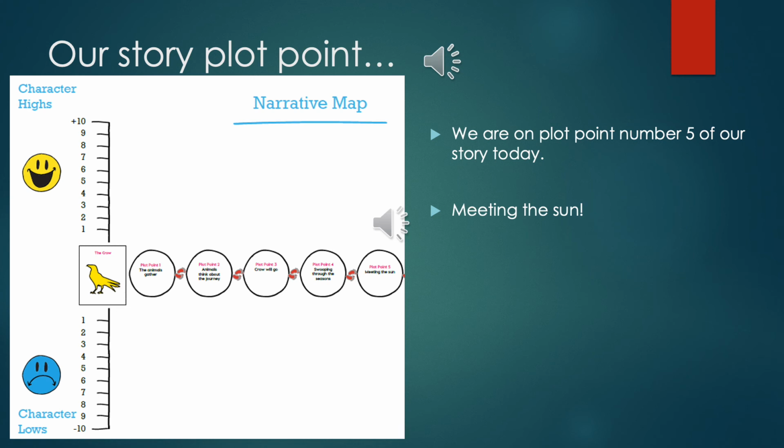Good morning everyone and welcome to Thursday's English lesson. So just showing you our story plan to start with, so I'm revealing each plot point each lesson. So we've looked at the first 2 plot points and today we're going to look at the next one, which is called Crow Will Go. So can you think of any ideas of what you think might happen in this next part of the story from that plot point title?